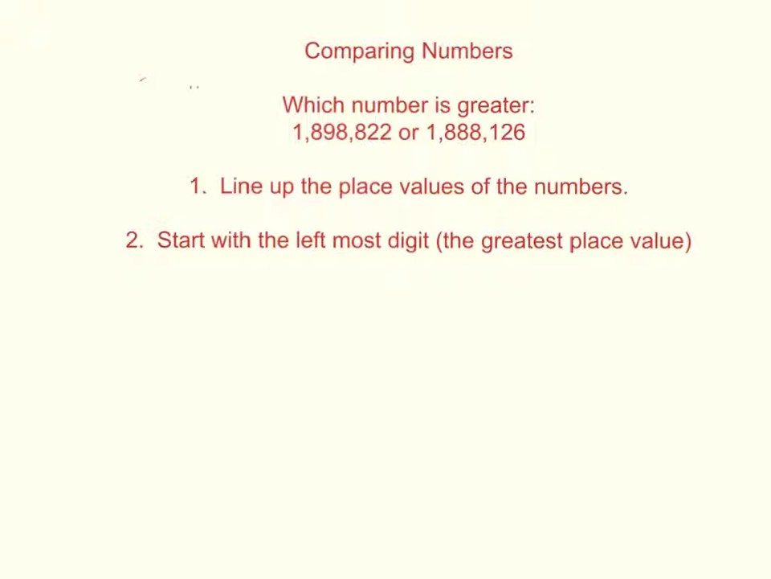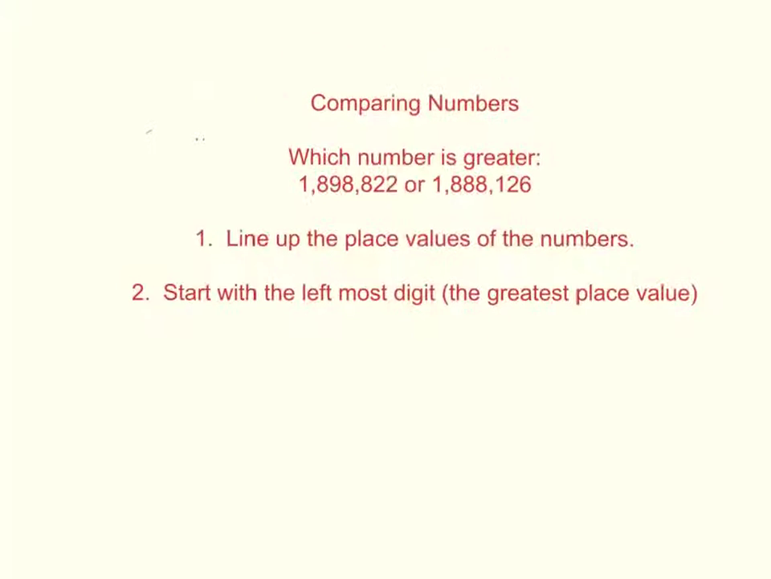1,898,822 or 1,888,126. In order to compare these numbers, the first thing I have to do is line up the place values of the numbers.